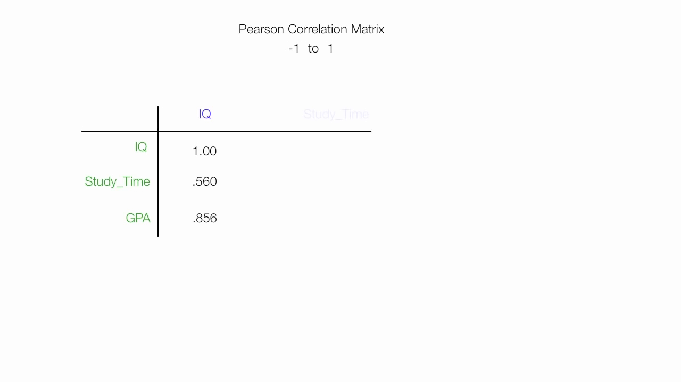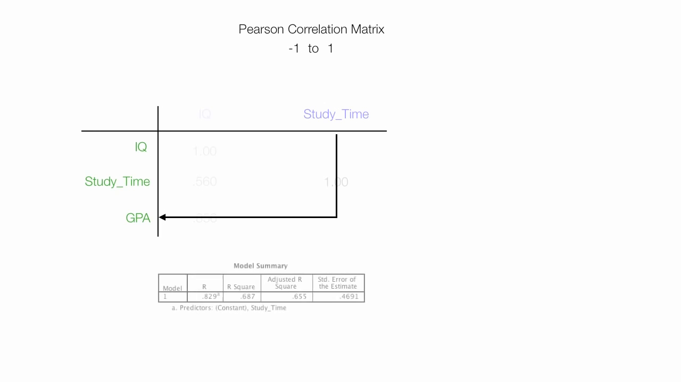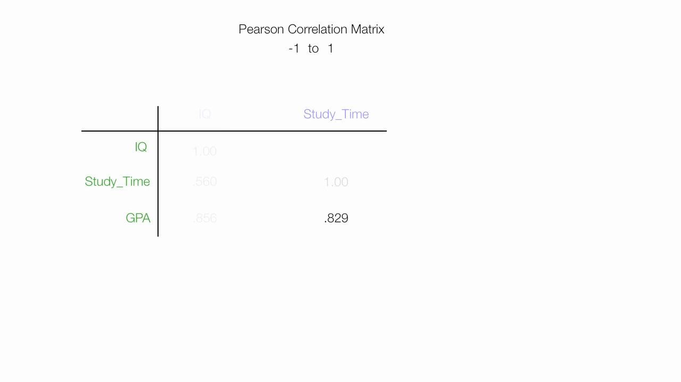So when study time is both the dependent and independent variable, I don't know why they put it in tables, but they do, it's going to be 1. Just live with it, I guess. It's just 1. And when study time is the independent variable and the dependent variable is GPA, the R is 0.829, and that comes from the model summary table right there. So you can make a Pearson correlation matrix with the output from SPSS.